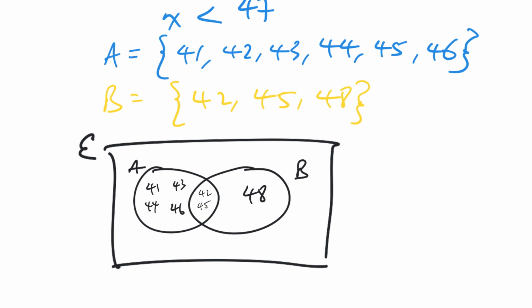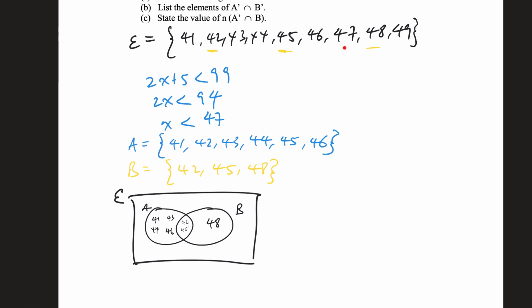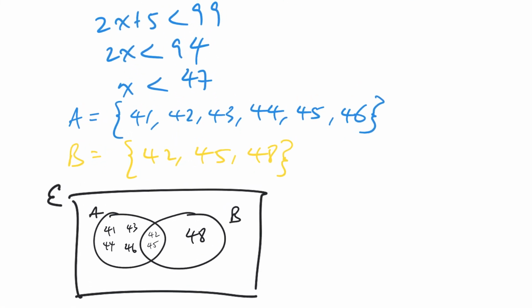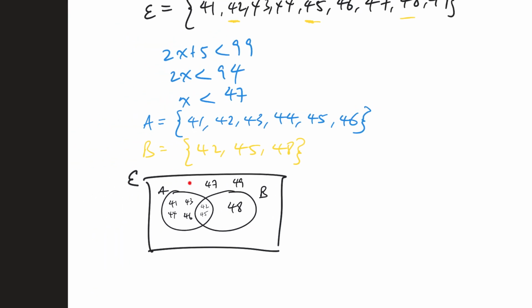47 is not here, but 47 was in the universal set. That means they don't belong in A and they don't belong in B, right? And 49 is the same. Notice 49 is not here, and it's not here. So where are they? They just sit outside the set. So 47 and 49. They are in the universal set outside, but they are not in A and they're not in B. And this is it.